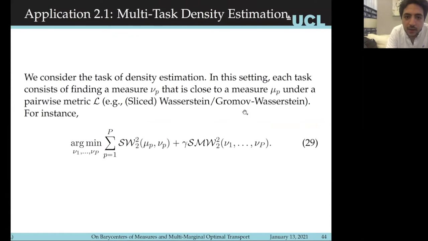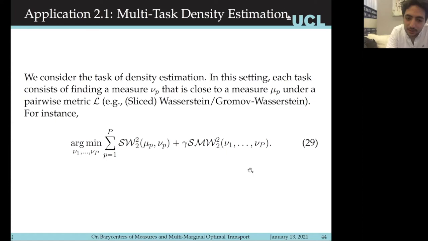Right. So now, multitask density estimation is one of the applications of that framework. In that setting, we have p measures, nu 1 to nu p, and let's say they are discrete measures with a low amount of samples. We want to find models, mu 1 to mu p, so other measures, which can also be continuous, which are going to be close to them, so learn what this density is. But we are going to regularize by adding our regularizer, the slice multi-marginal Wasserstein distance, which enforces that the learned models need to be close in the sense of the slice multi-marginal distance.